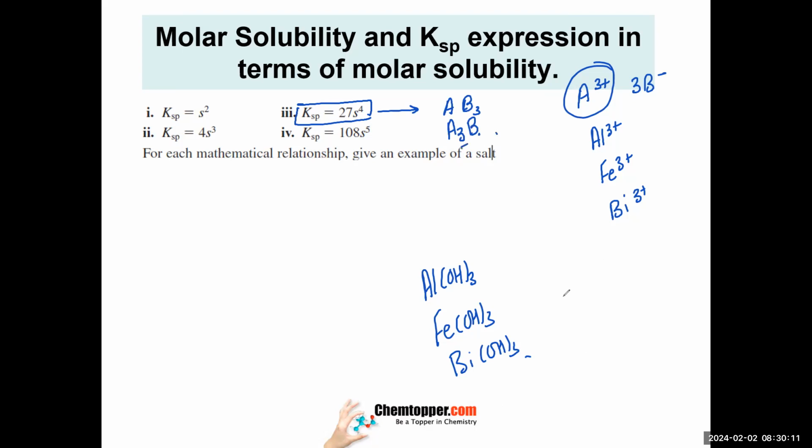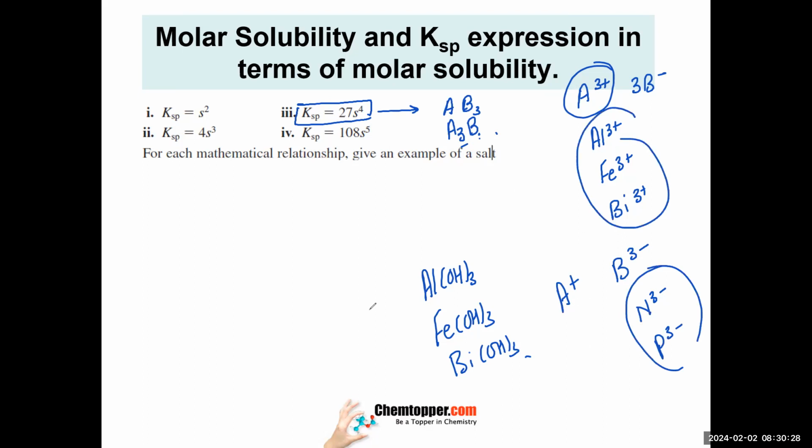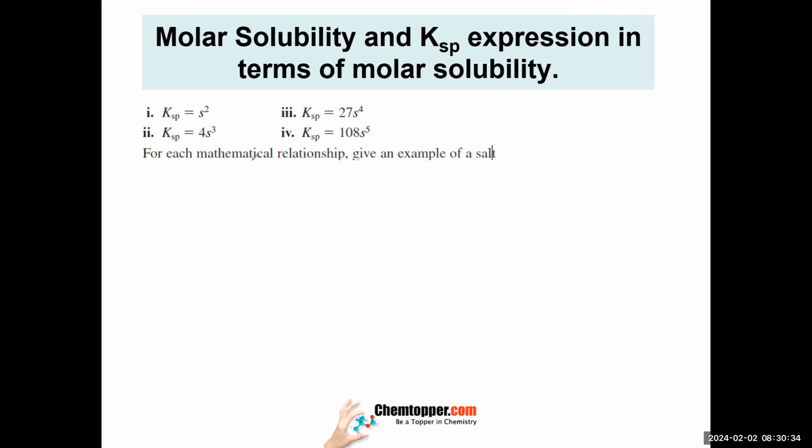A3B will be rare because here you have A plus with B3 minus. They are very rare examples. B3 minus generally is N3 minus, P3 minus. These are 3 minus. So I think this is the best example. So this is just practice of the Ksp expression in terms of molar solubility.